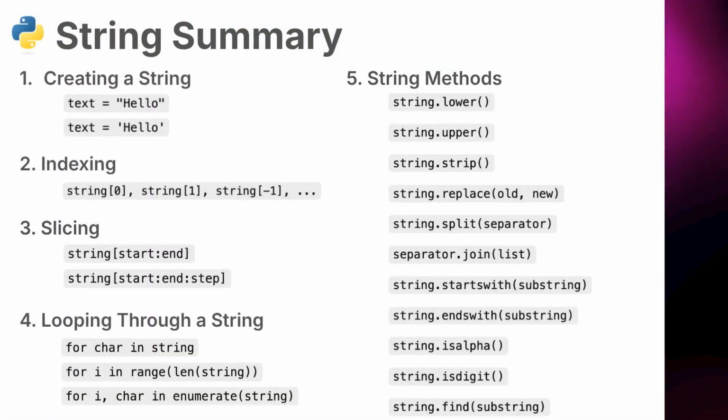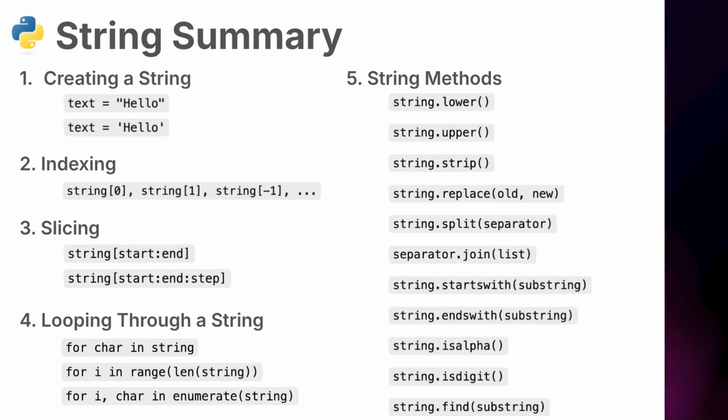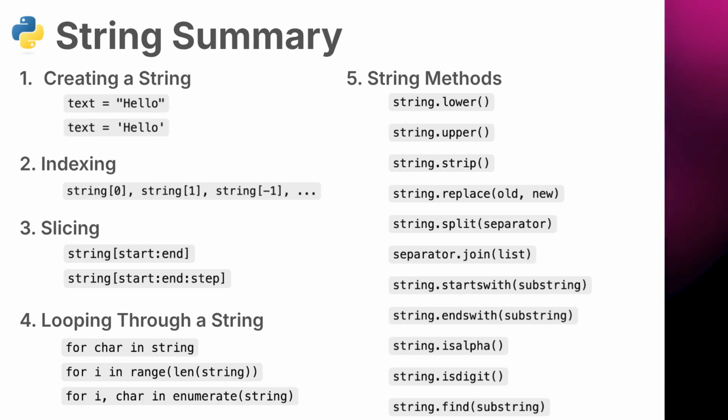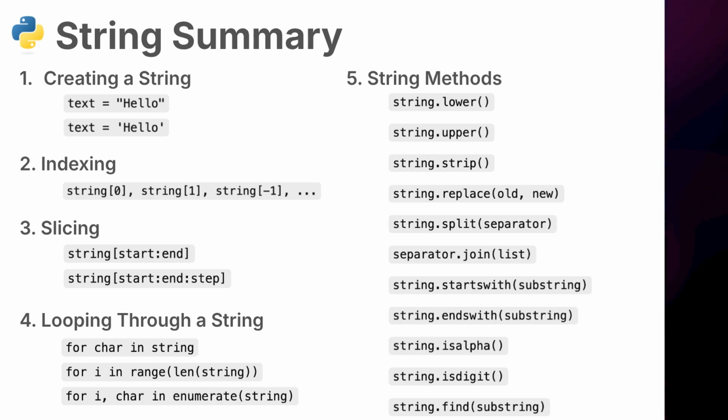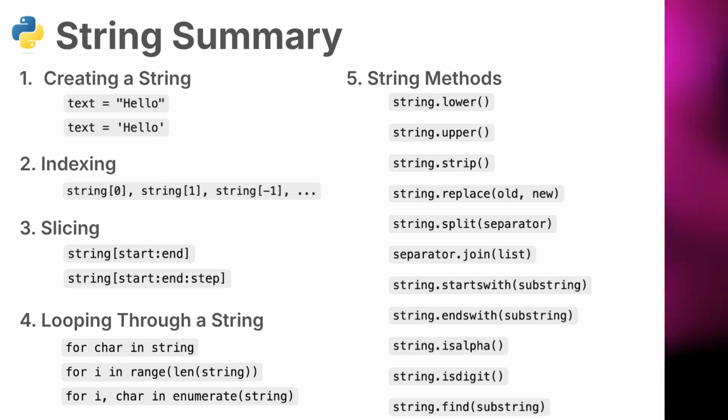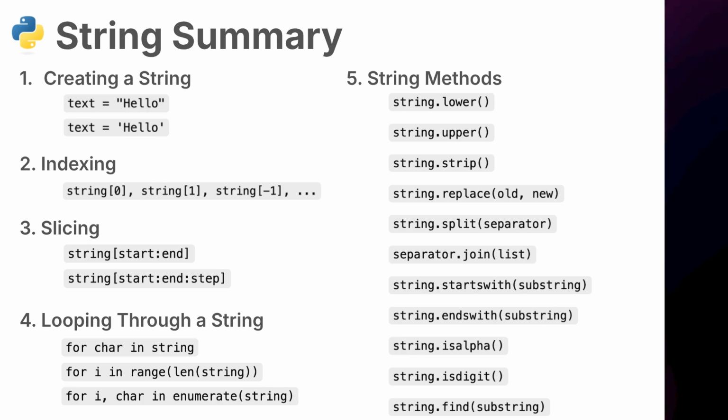This is the summary of the string. We covered these things. 1. Creating a string. You can create strings using either double quotes or single quotes. Both work the same way. 2. Indexing. Strings are ordered, so you can access characters by their position using square brackets. Index starts at 0, and negative indexes count from the end.